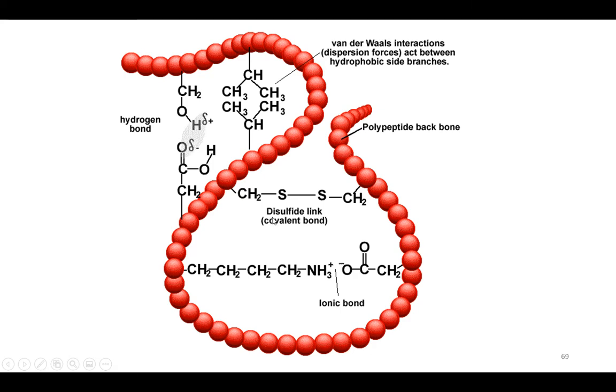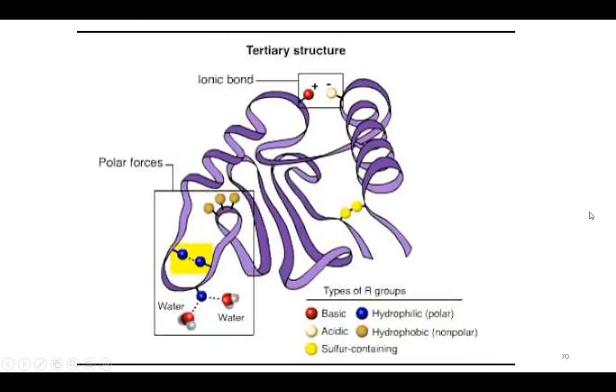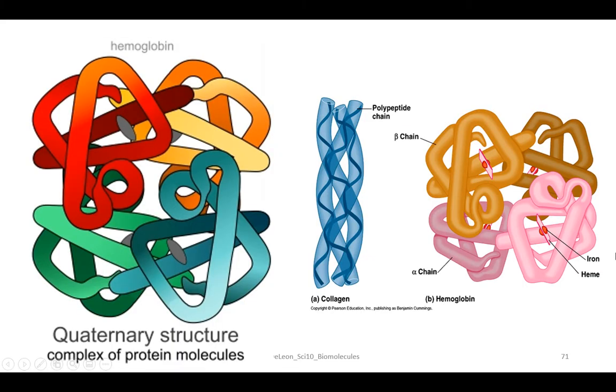So, this is the disulfide link. This is the ionic bond. Amazing, right? So, this is the example of tertiary structure. And for quaternary structure, an example is collagen. So, each collagen strand is a polypeptide chain. And this is hemoglobin.